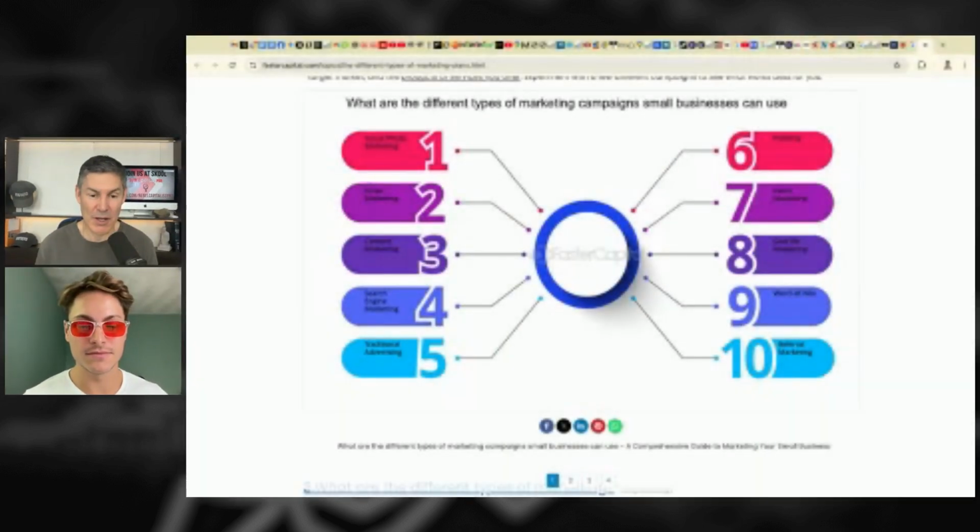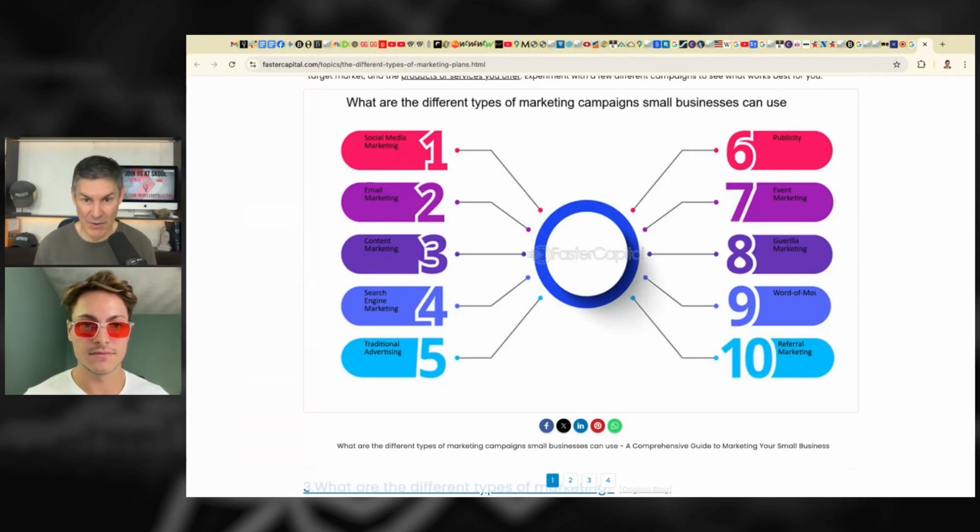So I think the bottom line here, guys, is with traditional advertising, you may want to include it in your mix, but only if you're trying to target people in an older demographic. If you're trying to target anyone under the age of 40, probably not a good idea. Good luck.